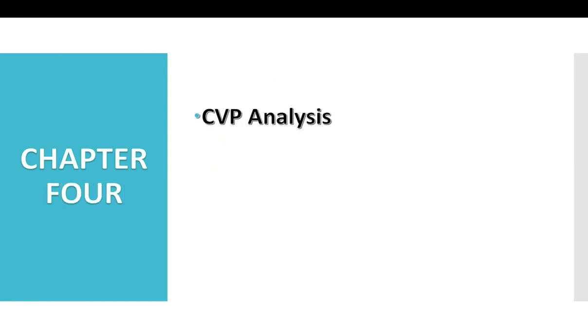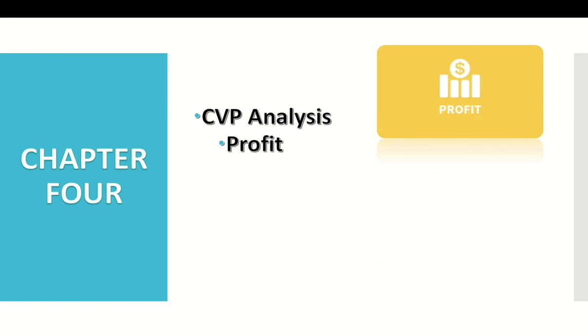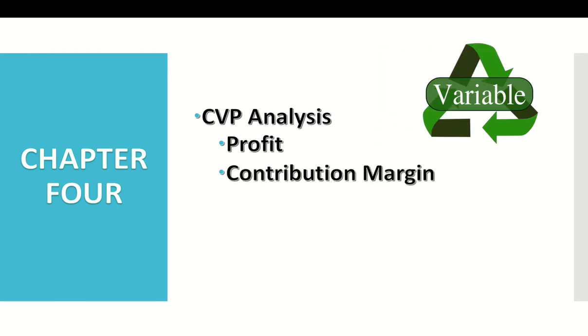Chapter number 4, we talked about CVP analysis. And the first thing we talked about is the profit. So you need to know how to find profit. Profit اسم ثاني له net income. If you see net income, profit, same meaning. Okay? We also talked about the contribution margin.